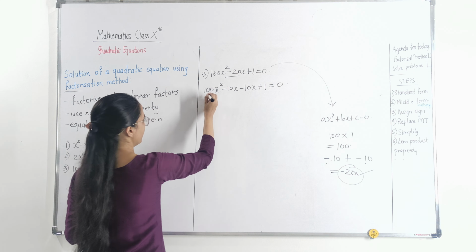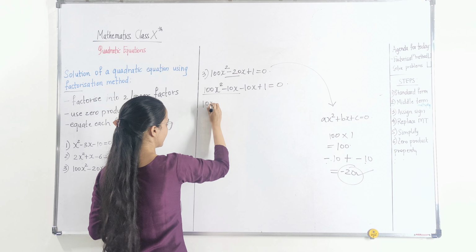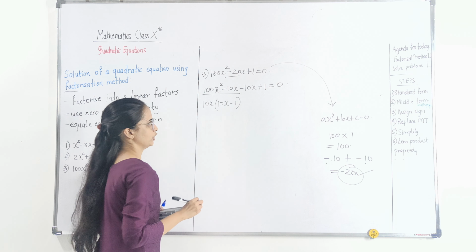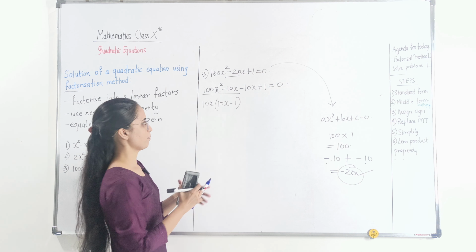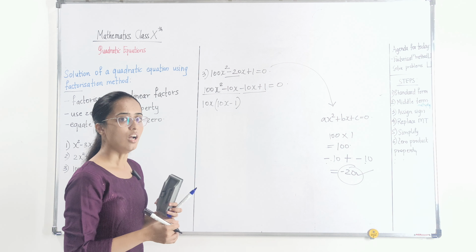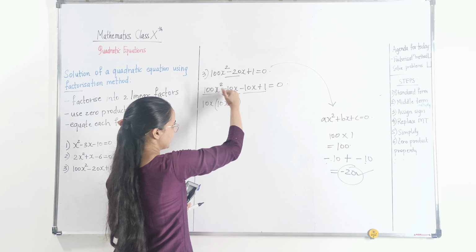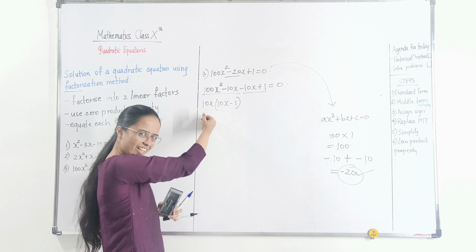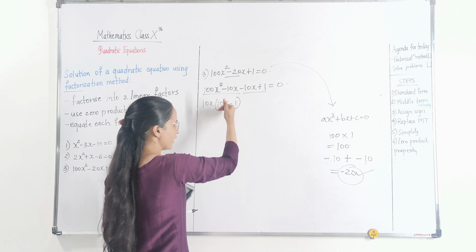Now let us simplify. यहाँ से I will be taking 10x common. So inside the bracket 10x minus 1 बचेगा. Again, here if you see, after dividing these four terms into two groups, I'm sorry I did skip that step. After writing this, you're supposed to divide these four terms into two groups. First group में से मैंने 10x को common ले लिया and I got 10x minus 1.